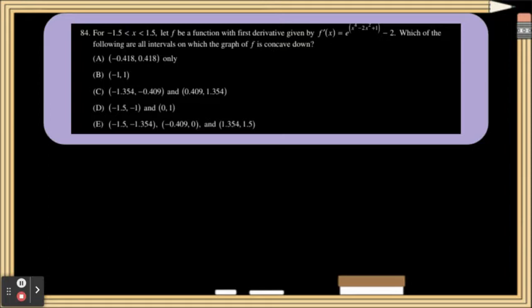Question number 84 is calculator active, so just keep that in mind. For x between negative 1.5 and 5, let f be a function with the first derivative given by f prime of x equals e to the power x^4 minus 2x^2 plus 1, minus 2. Which of the following are all intervals on which the graph of f is concave down?